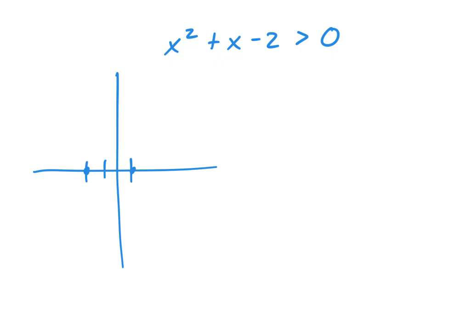Here's the two places it crosses. And you don't necessarily have to draw the graph here. I'm just doing that so you can see what we're talking about. It's positive here, it's negative here, and then it's positive back over here. So it's positive to the left of negative 2.